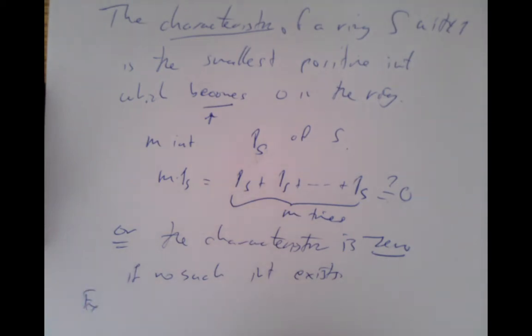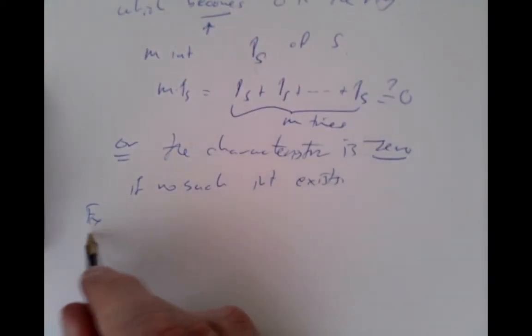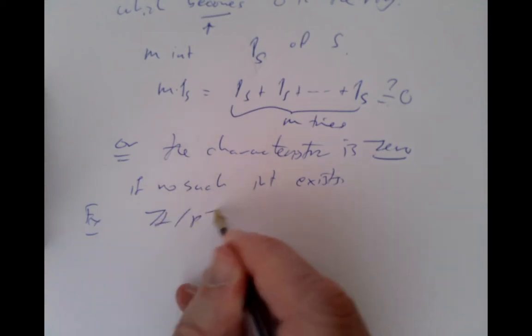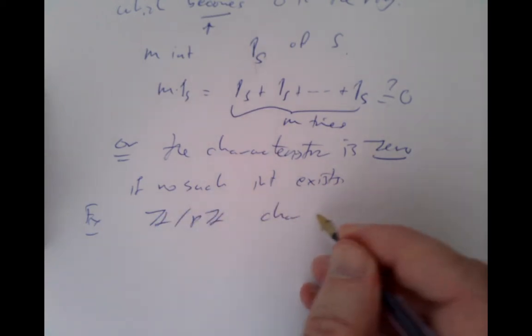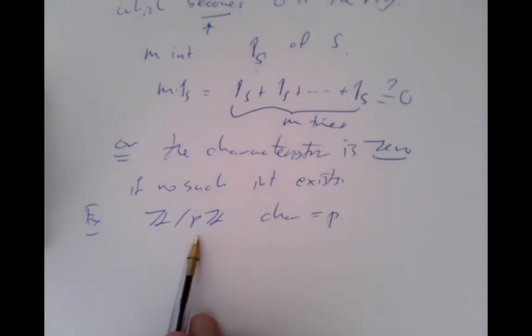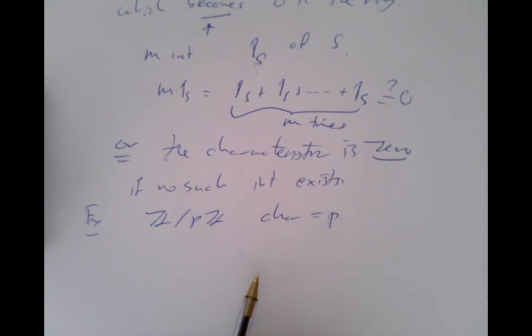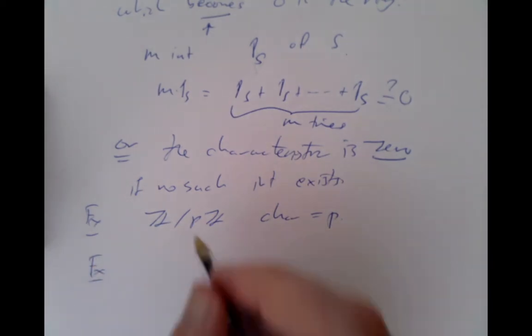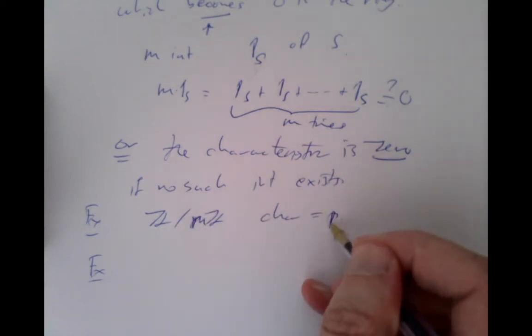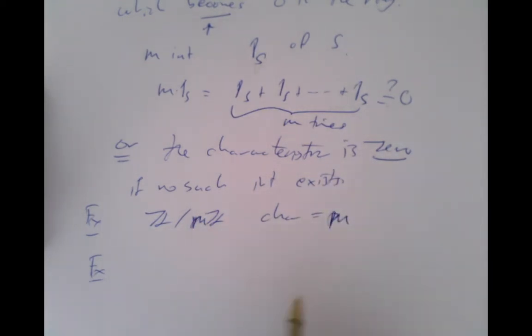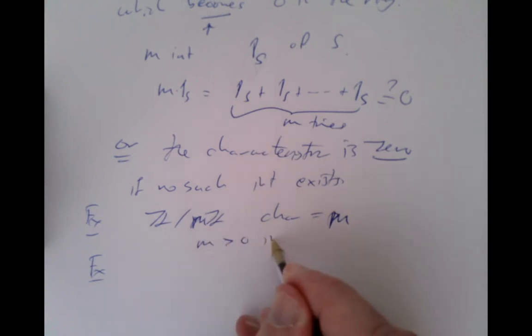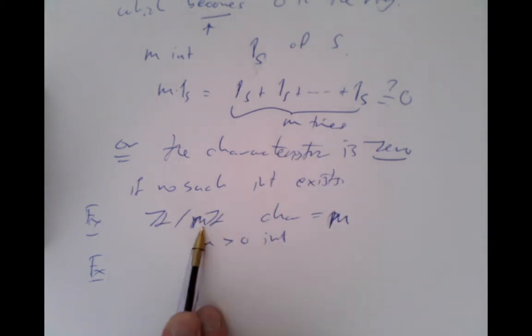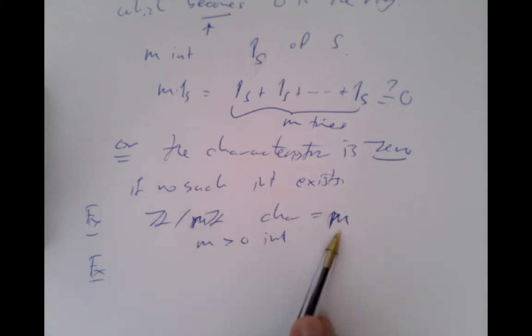And of course, our examples are really where this is coming from. Z mod pZ has characteristic equal to p, because if you add p times 1, you get p, but when you're modding out by the p's, you get 0. So that's clearly characteristic p. In fact, we could do it more generally. Z mod mZ has characteristic m for any positive integer m. You take remainders, modding out by all the m's, and an m-fold copy of the 1 gives you 0.